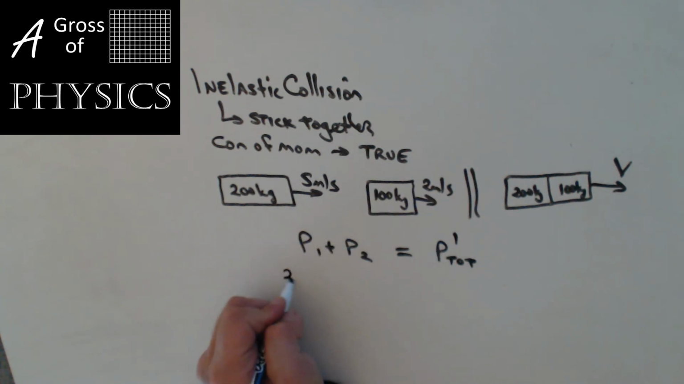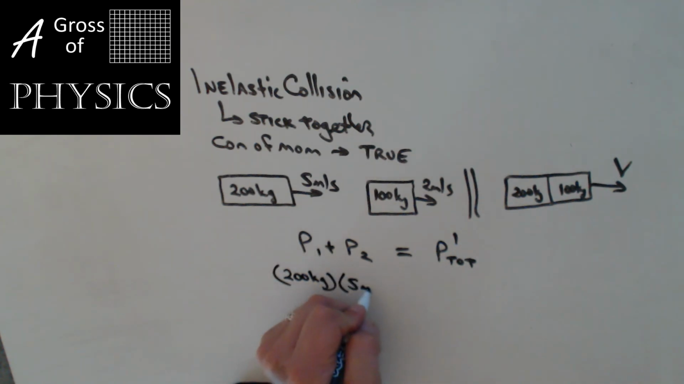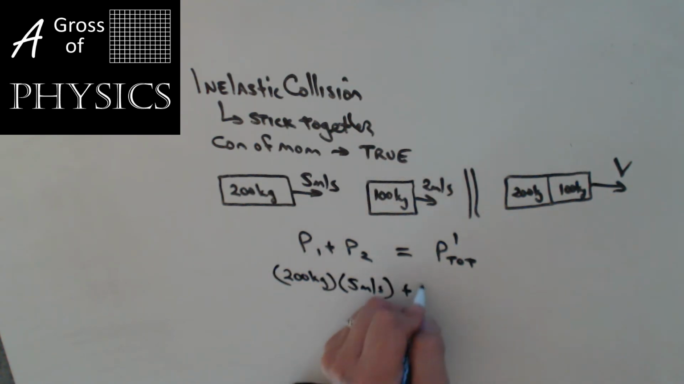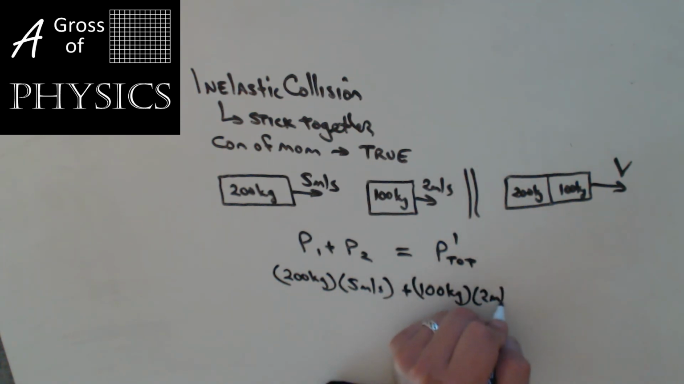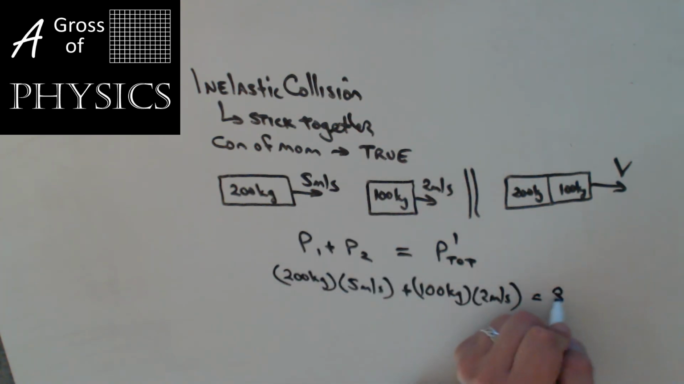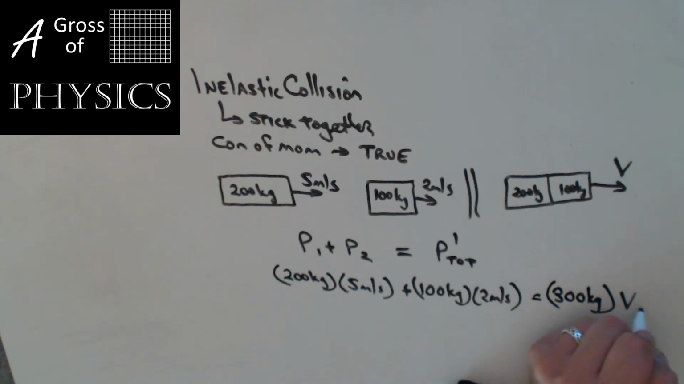All right, m, 200 times 5 meters per second plus 100 m times 2 meters per second equals, now what's the mass of the total? Well, we have 200 and 100, so it's a total of 300 kilograms, and we want to find V, I'll call it T prime, T for total. Now I'll write tot since we wrote tot before.